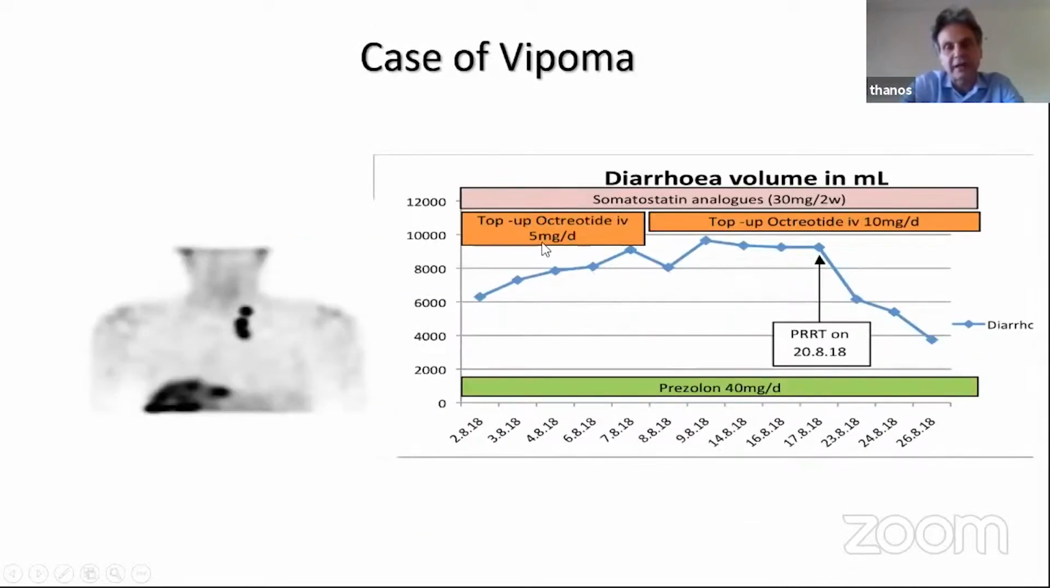And then he recurred, and he stayed in hospital for almost 3 months. As I told you, he had about 25 to 30 liters of diarrhea per day. And he had mostly extrahepatic disease, so we wouldn't do a lot of things other than systemic treatment. But he responded very well to PRRT, and he's still in remission.